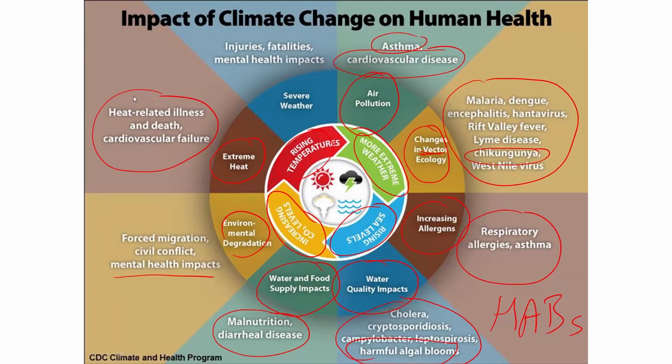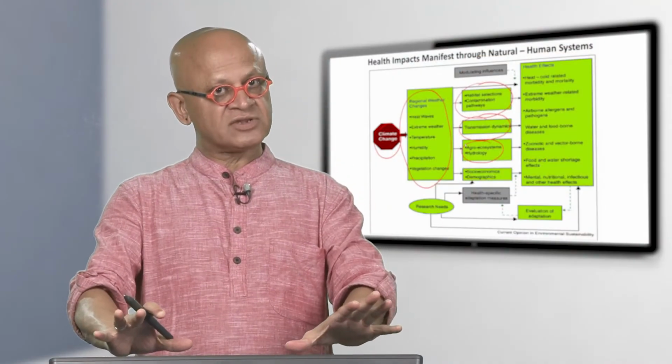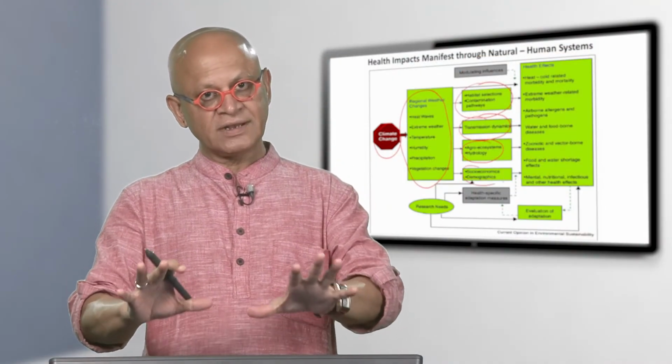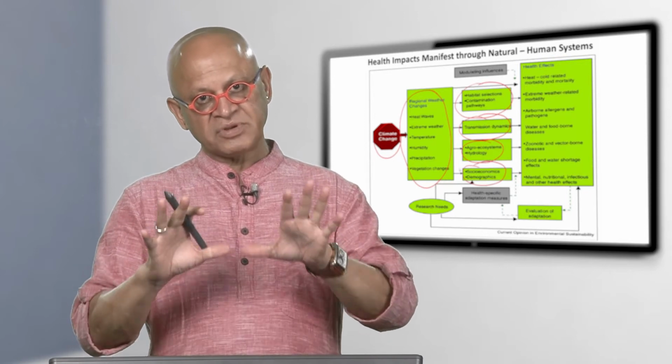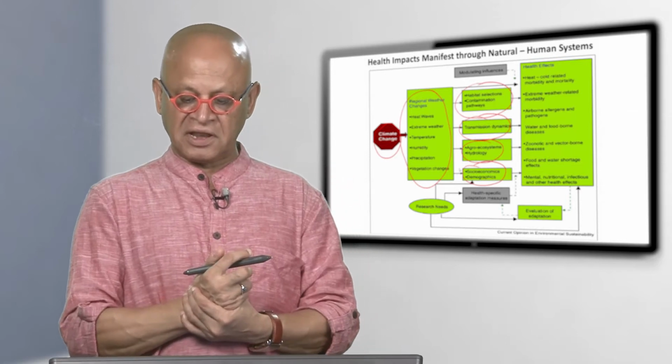So, you have heat-related illnesses and death. India loses many people every year, and there are cardiovascular failures and so on. Severe weather also has mental health effects. As I said, it is a very vast topic, and there is data to show that increased temperatures, precipitation, sea levels, and pollution are definitely having an impact.